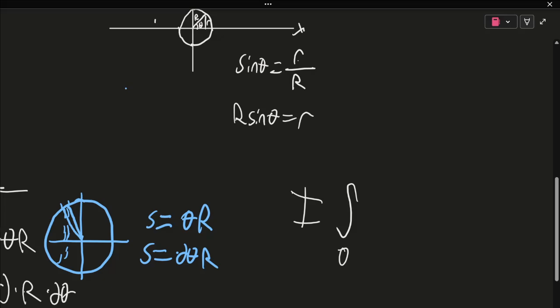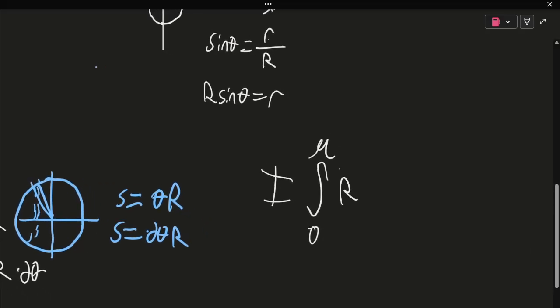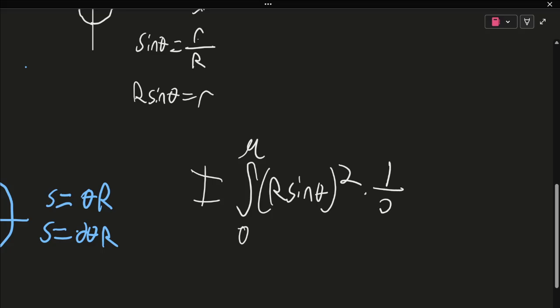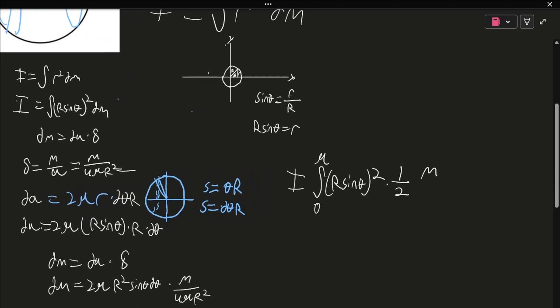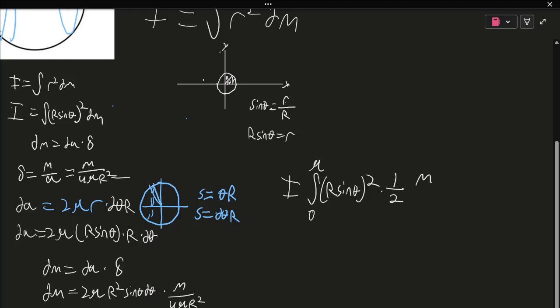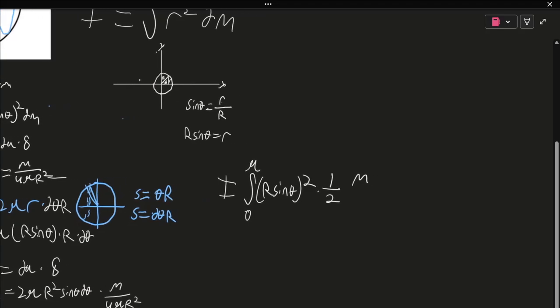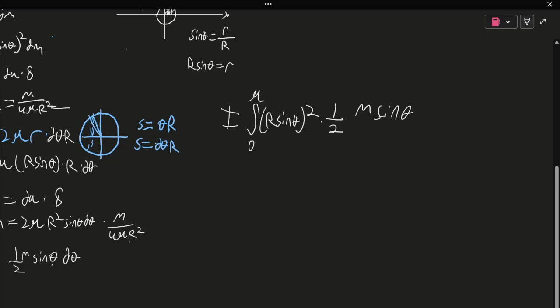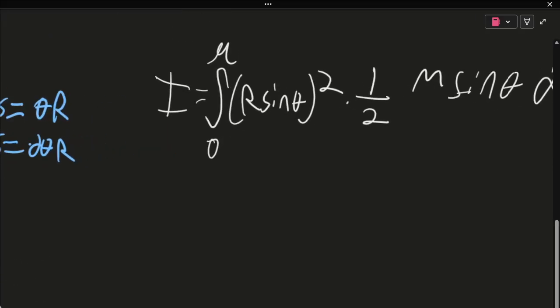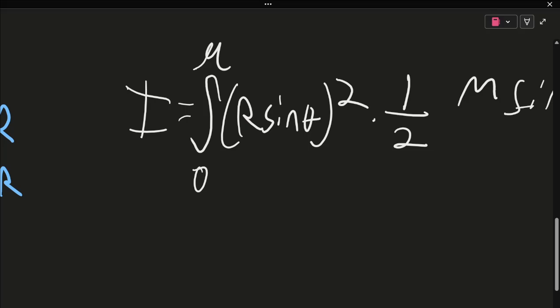But we're going to think about this in radians terms. So it's going to be the integral from 0 to pi of r sine theta squared multiplied by 1/2 mass times sine of theta d theta.